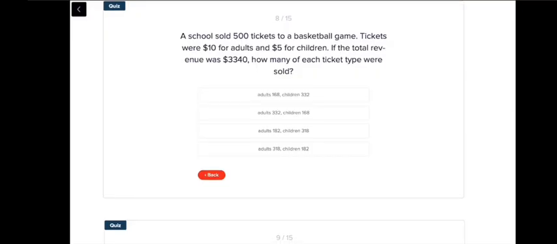So the first equation we're going to set up here has to do with just the number of tickets sold. There are two types of tickets: adult tickets plus the number of children's tickets. And in total, they sold 500.